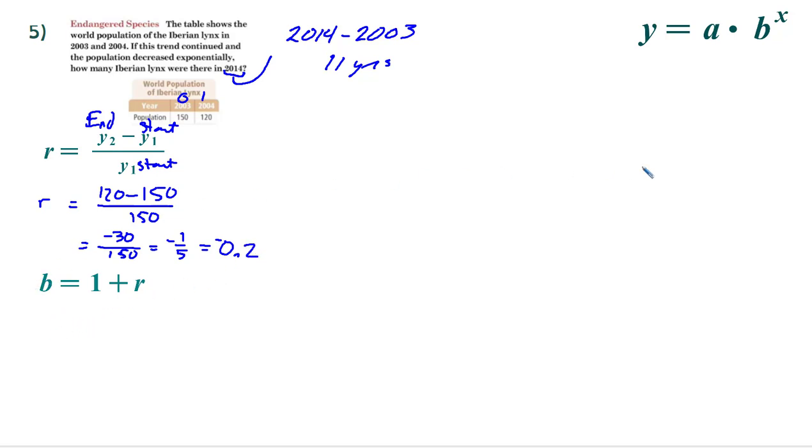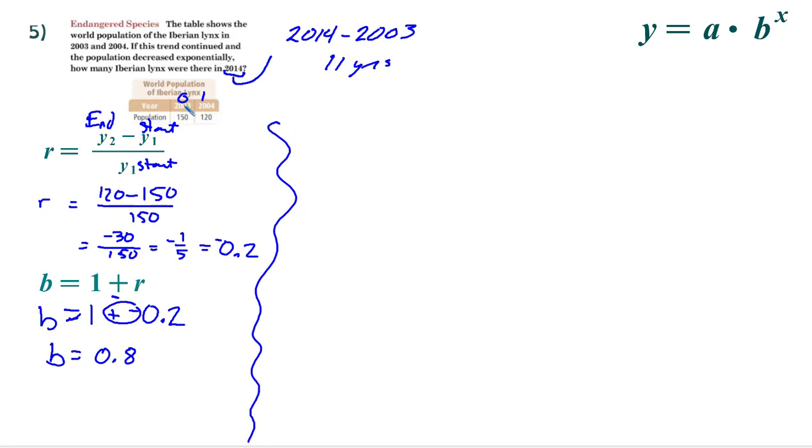And so R doesn't come directly into our equation, but it helps us create our B. And our B is 1 plus R. And so we have 1 plus our negative 2/10, which that just is like saying subtract, which gives us 8/10 for our B.